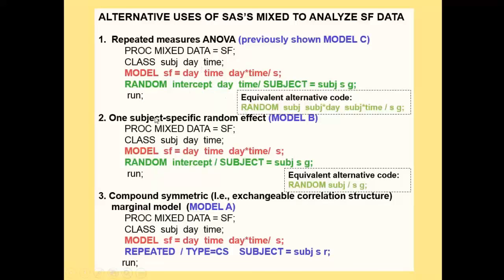Look at the second thing. Now, this is just the simpler model. This is the first model, model A. This is model B. There's only a random intercept here.